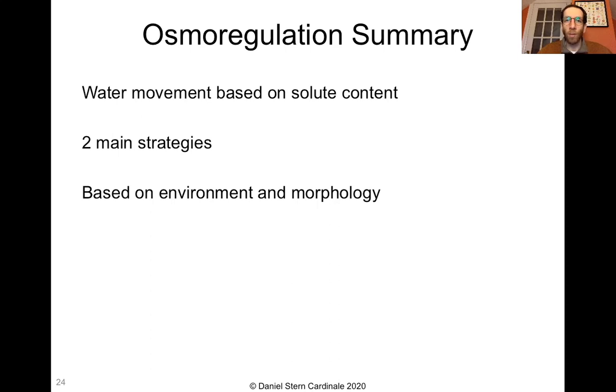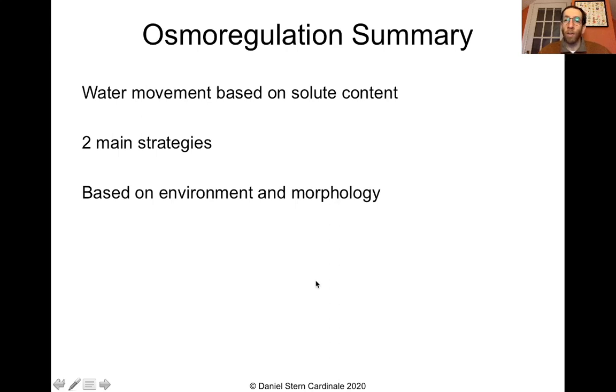So to summarize osmoregulation in general, we see that water movement is based on the solute content and the difference between the solute content in the body and the environment. There are 2 main strategies we see in animals. You can be an osmoconformer or you can be an osmoregulator. And the strategy that you use is going to be based on your environment and your morphology.